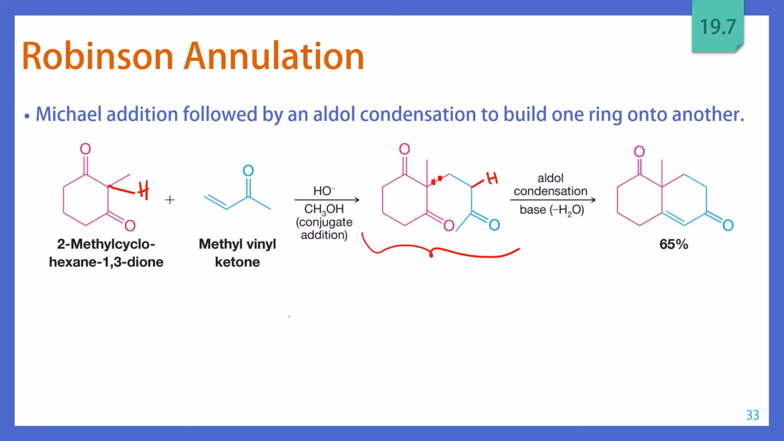And then in this final step here, we now have a situation where there is an alpha hydrogen on the methyl carbon that will be pulled off, turned into an enolate, so that a 6-membered ring can be formed through condensation. So imagine forming the enolate here, which attacks that carbonyl.